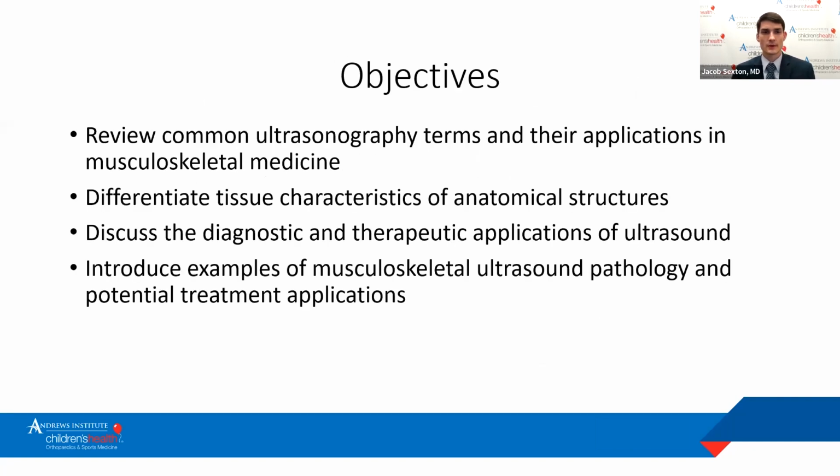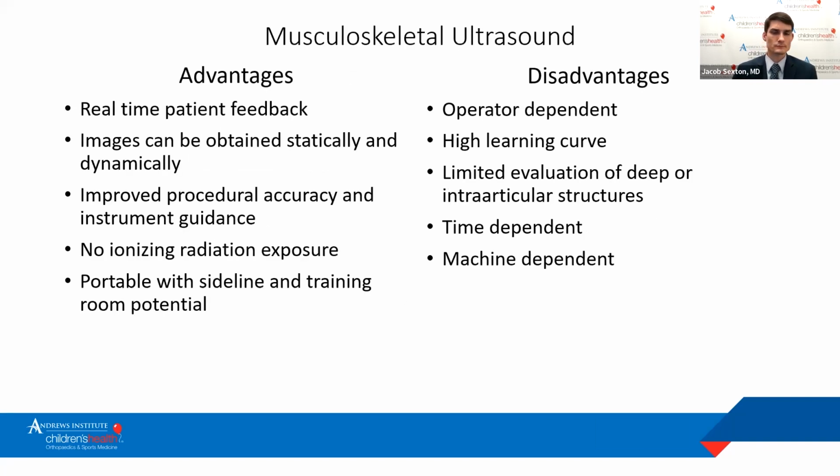For the objectives, we're going to review some common ultrasonography terms and their applications in musculoskeletal medicine. We're going to then focus on differentiating the tissue characteristics of certain anatomical structures. We're going to briefly discuss the diagnostic and therapeutic applications of ultrasound in musculoskeletal medicine. And then finally, I'm going to demonstrate some ultrasound pathology and those clinical applications, and how these can be used in the management of sports medicine and rehabilitation.